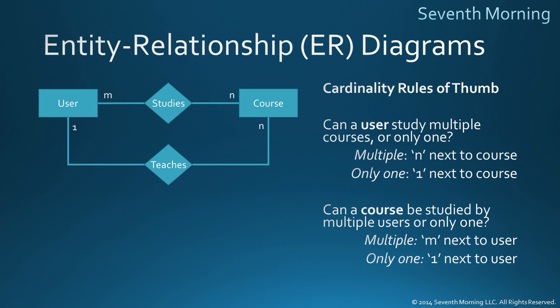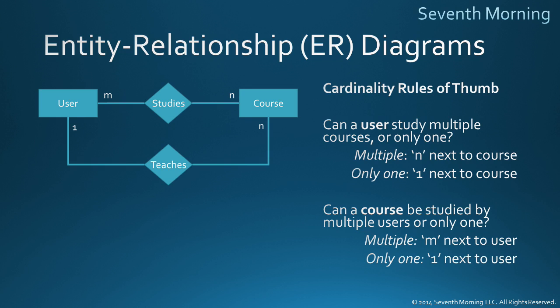Second, can a course be studied by multiple users or only one? If it's multiple, then put an M next to user. If only one, put a 1 next to user. And that's how we ended up with the cardinality rules that are in this diagram.